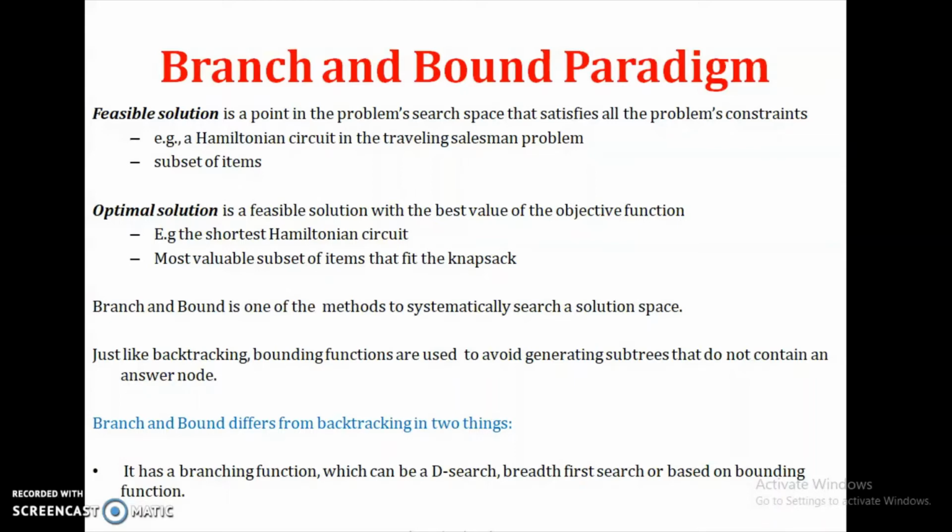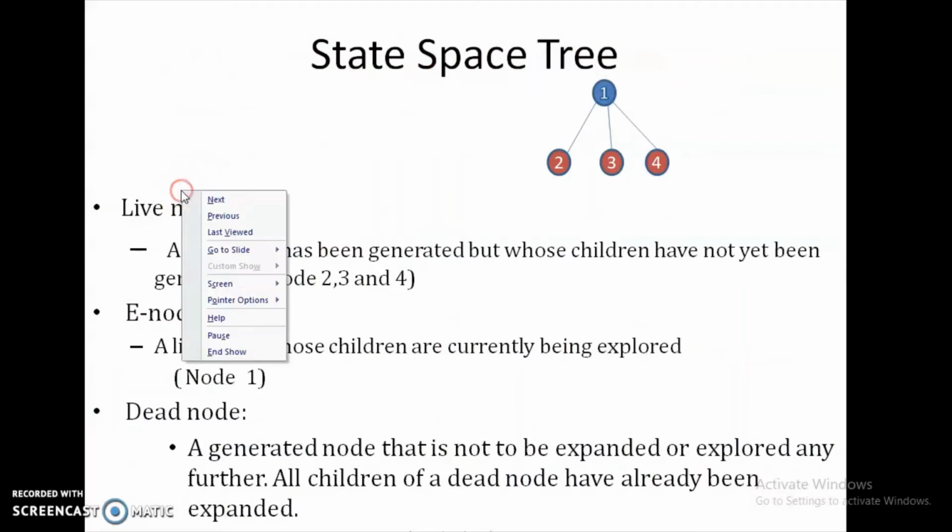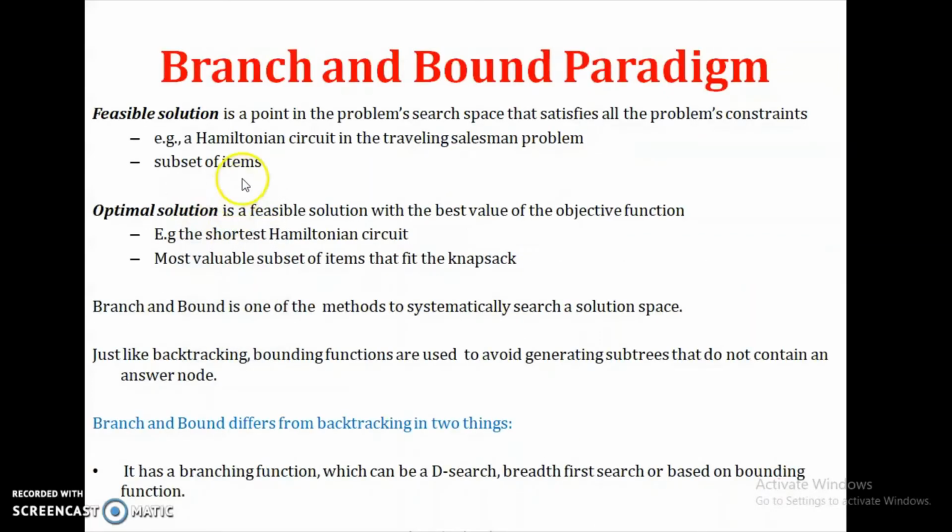One more example we can take is finding the sum of a subset of items. If you are taking the most valuable subset of items that fit the knapsack, then it is an optimal solution. The branch and bound method is one of the methods to systematically search a solution space. That is, it has to find all the solutions for any of the given problems.